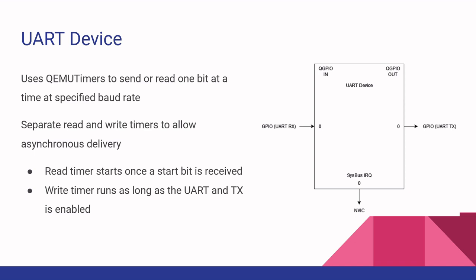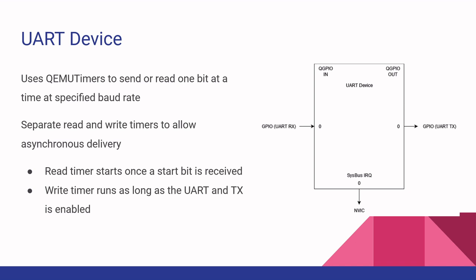So the UART device uses the QEMU timers to send or read 1 bit at a time at the specified baud rate, which is specified by the IBRD and FBRD registers. We have separated the read and write timers so that they don't have to be in sync with each other. The read timer will only start when it gets a start bit, which is 0 on the input line, the RX line.